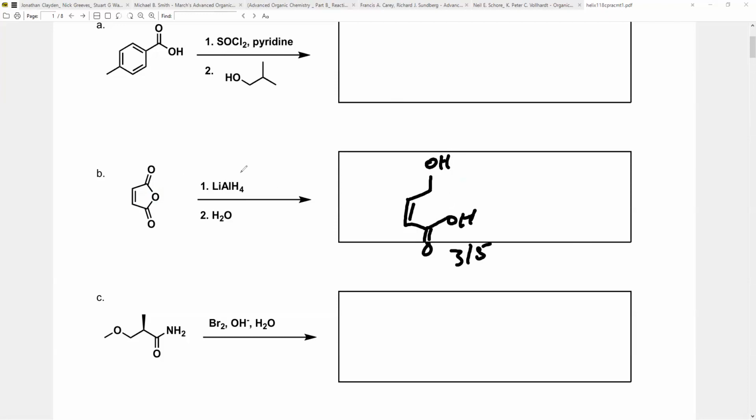Because remember, lithium hydride, I guess I should have put excess here, but it doesn't really matter because, yeah, I should have made that clear. But anyways, you can also reduce the carboxylic acid too with lithium hydride. That will also reduce. So you'll get both reductions here.